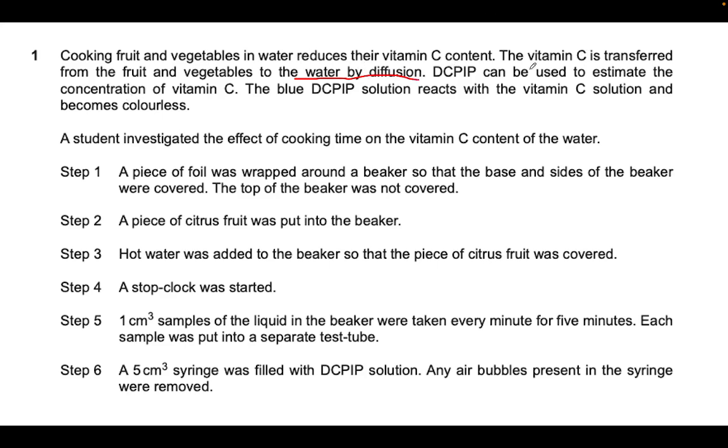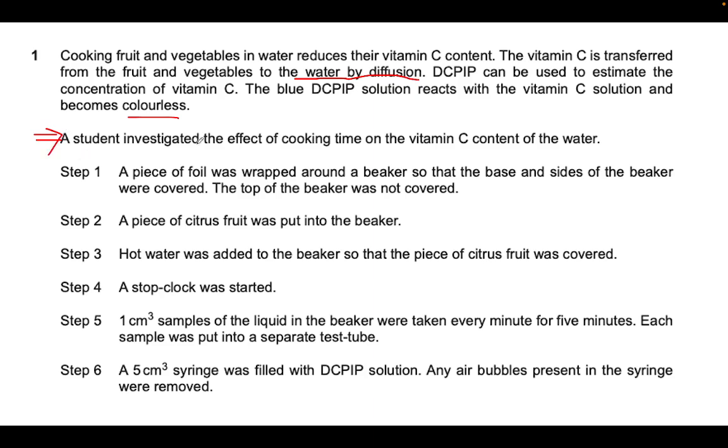Now, DCPIP can be used to estimate the concentration of vitamin C. The blue DCPIP solution reacts with the vitamin C solution and becomes colorless. This is exactly how we test the presence of vitamin C in something. We always use this reagent, DCPIP, which is blue in color, and if vitamin C is present, we know it is going to turn colorless. Always, like we said, we should pay attention to this very first sentence.